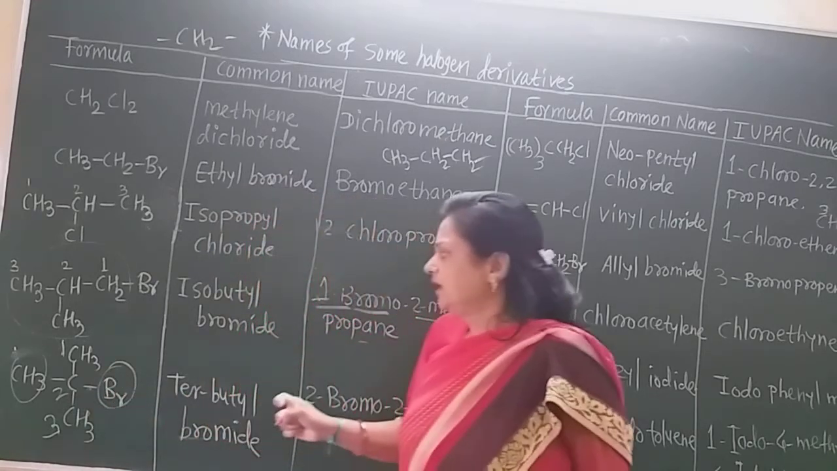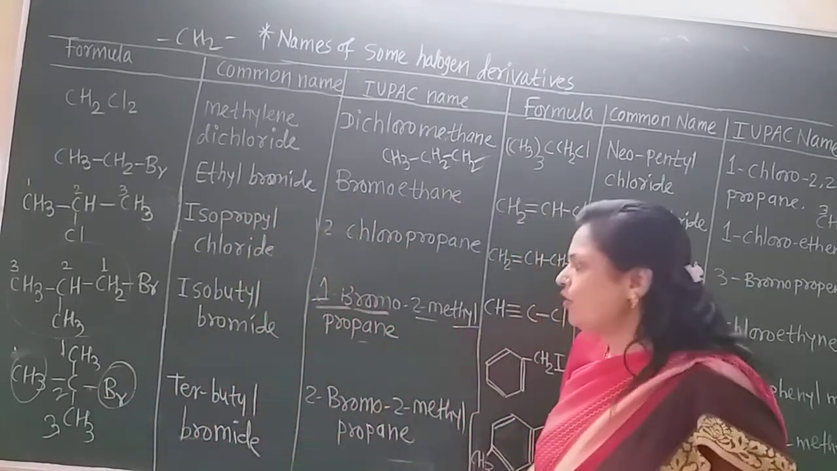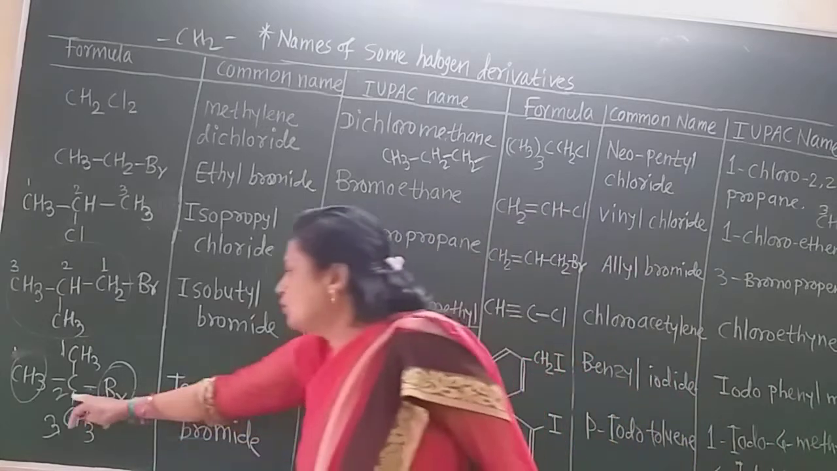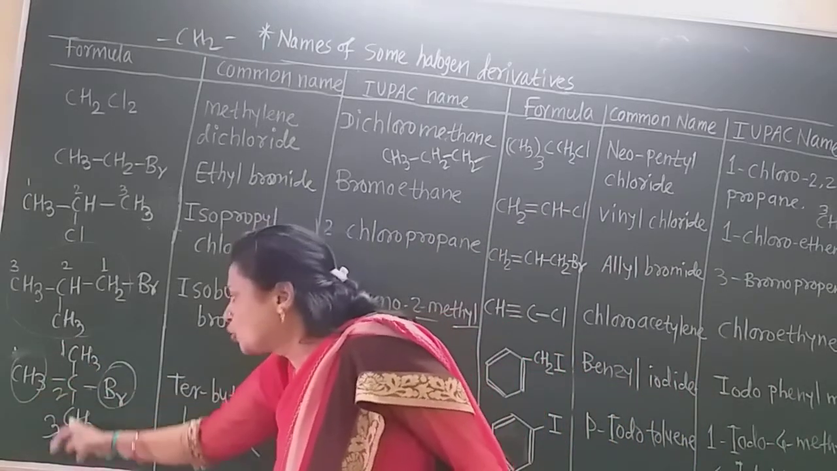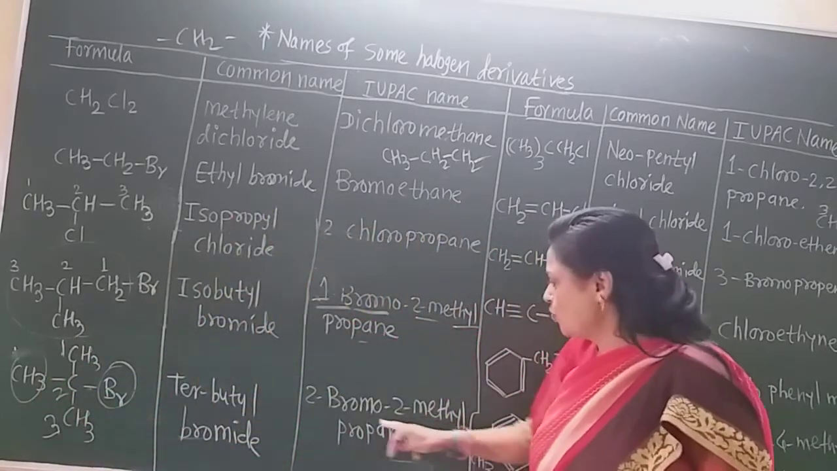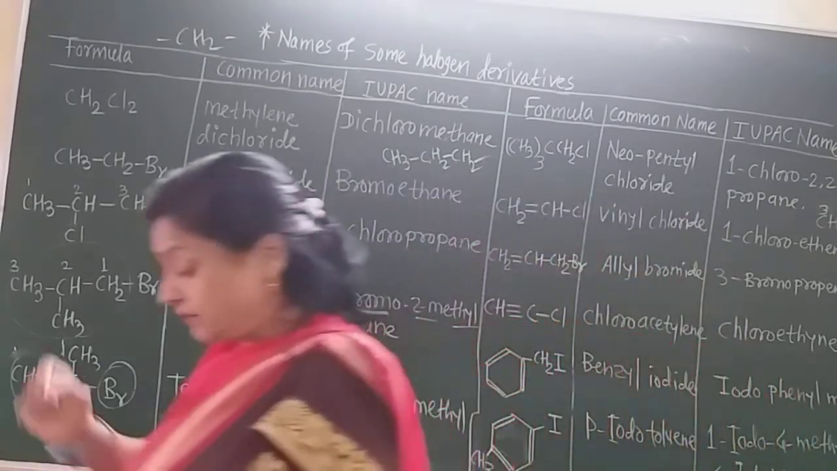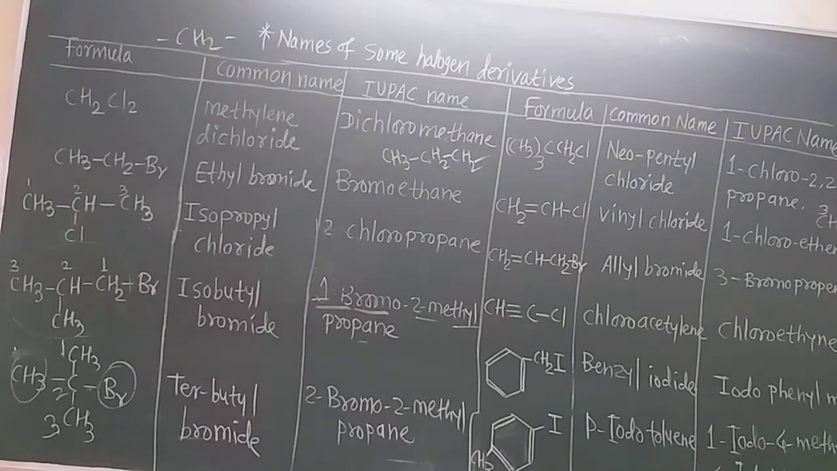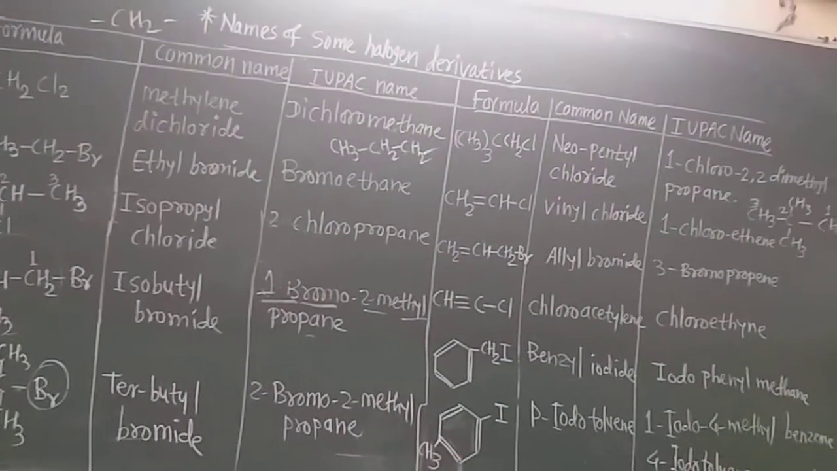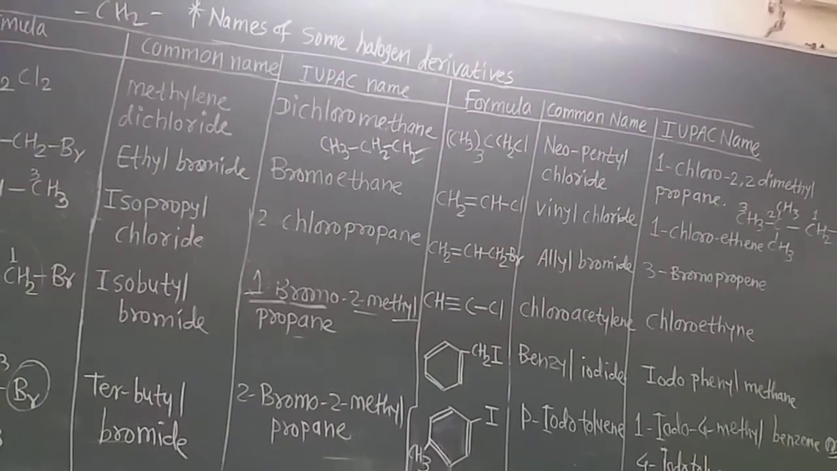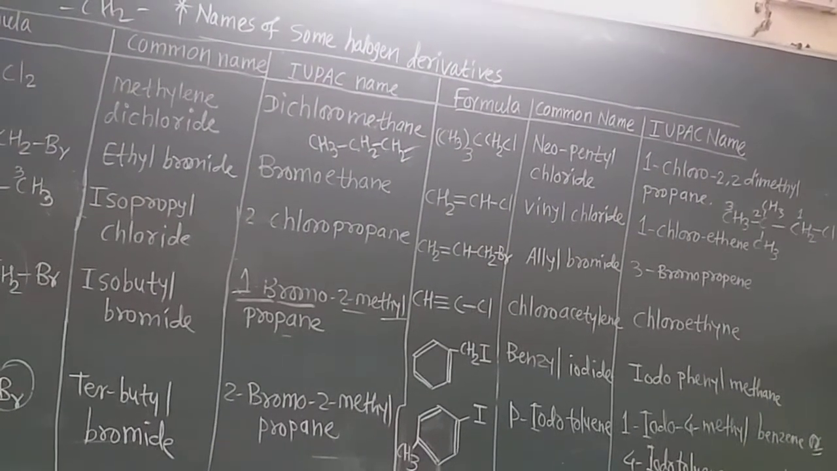And therefore, what is the IUPAC name of this? 2-bromo 2-methyl propane. You must write down the IUPAC name. You can practice on the slate, and with a pencil draw so many structures and give them the IUPAC names.